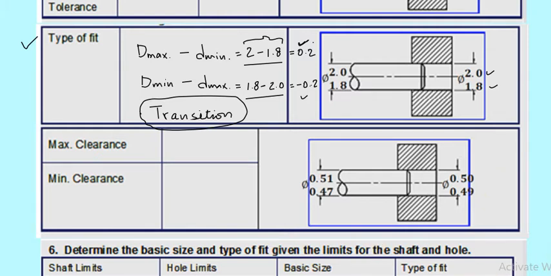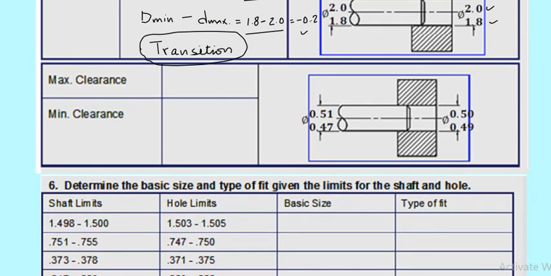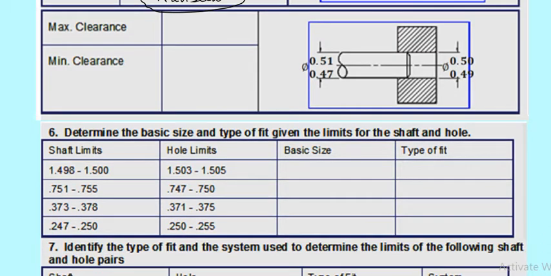You may encounter this condition often in other problems as well. So for example, in the next one, try calculating this maximum and minimum clearance, and you will find out that maybe it is also a kind of transition fit.